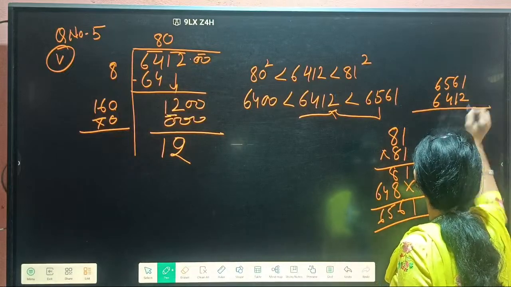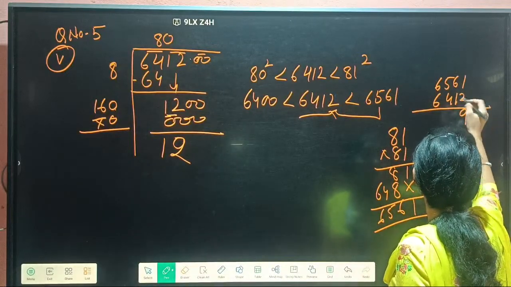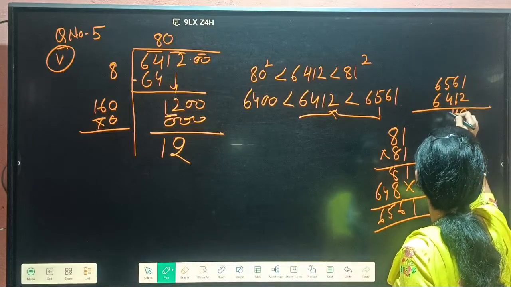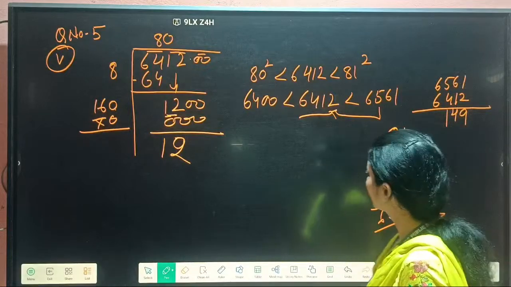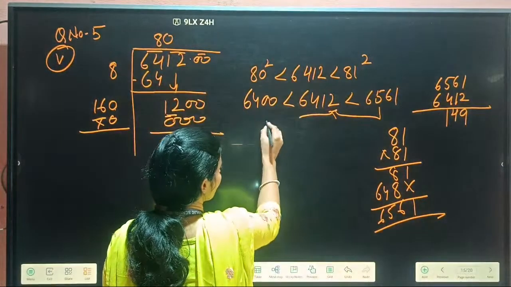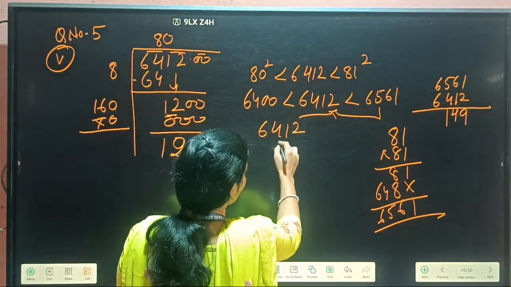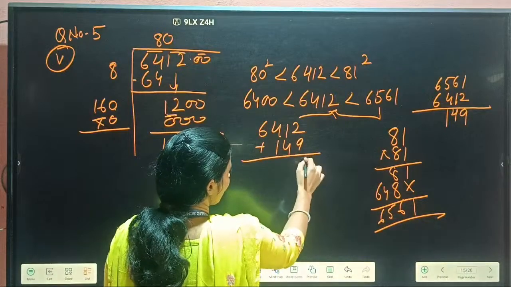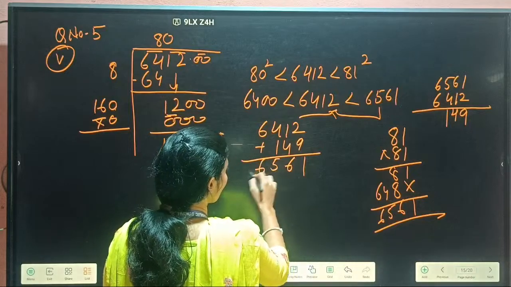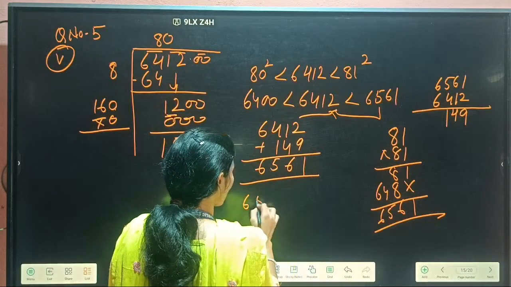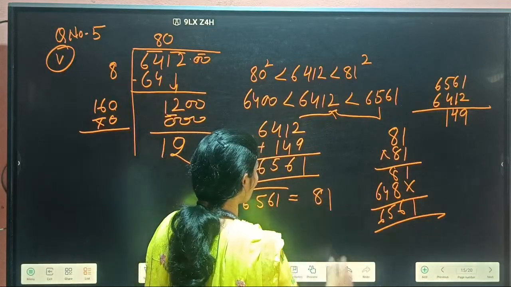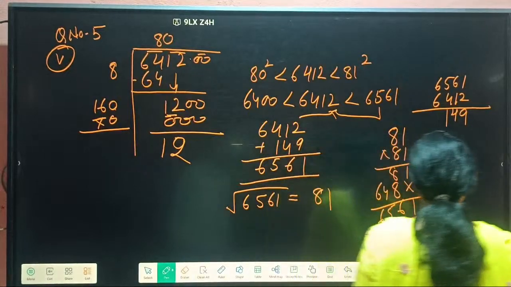6561 minus 6412. 11 minus 2 is 9, and 5 minus 1 is 4, and there 1, 149. 149 is the number that must be added to 6412. I will add 149, then it will be 6561. And what will be its square root? Its square root will be 81.